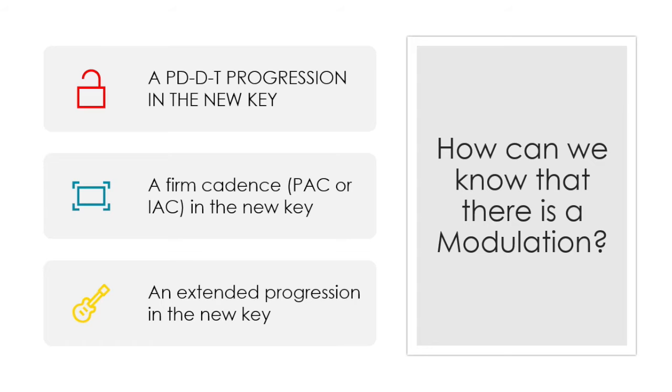Another way is a firm cadence through a perfect authentic cadence, where the tonic note of the new key is on the top and the bottom notes of the harmony, or an imperfect authentic cadence. But take note, you are still dealing with 5-1. Another way is through an extended progression in the new key. When you have landed in a new key, in order to settle, you have to extend some progressions.